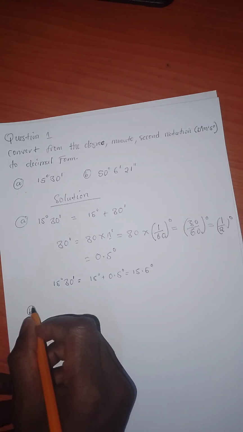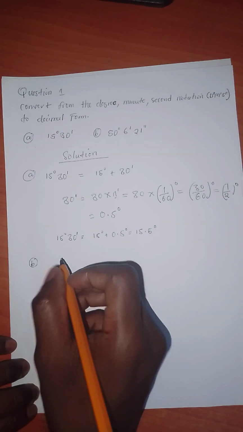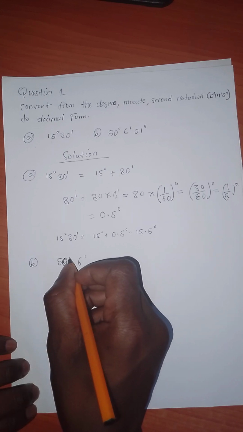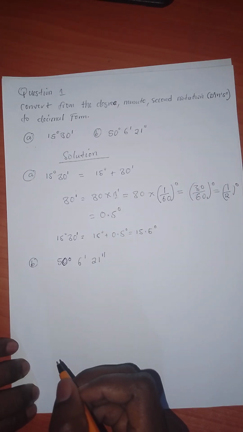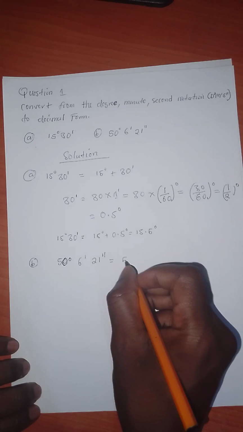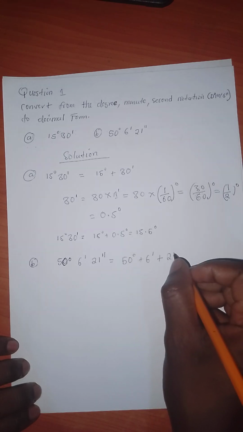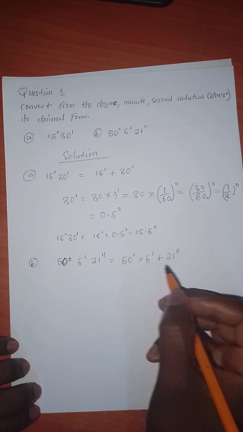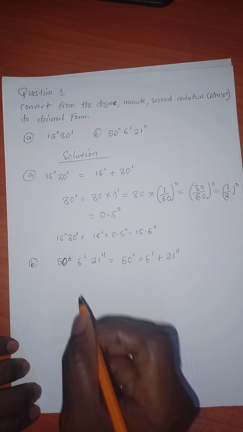We proceed to B. B is saying convert 50 degrees 6 minutes 21 seconds into the decimal form. Converting this is the same as 50 degrees plus 6 minutes plus 21 seconds. What we need to convert in this case is the 6 minutes as well as the 21 seconds. So let's start by converting the 6 minutes.